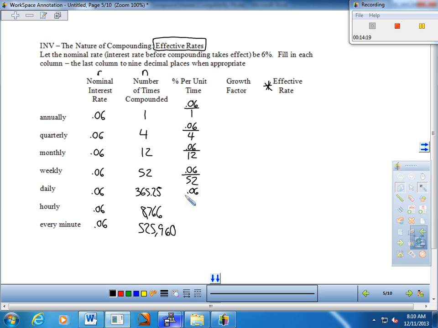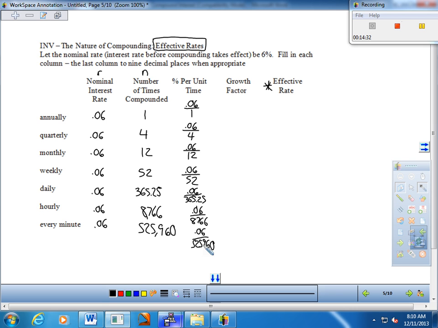So let's go ahead and fill in the rest here. Hopefully not too bad. And last right there. Looks good. Okay, so you could see obviously as we get this, as n gets larger and larger and larger, the percent per unit time is going to get smaller and smaller and smaller.